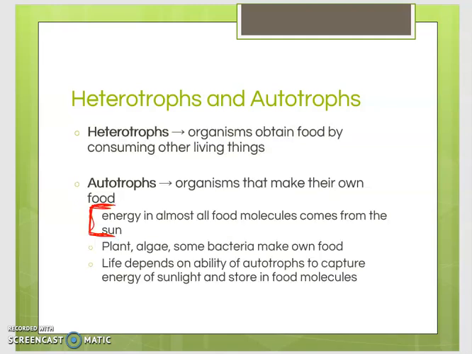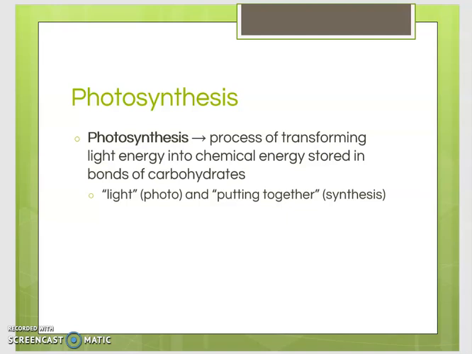When we look at ATP, we like to also talk about heterotrophs and autotrophs. We mentioned autotrophs with photosynthesis. These are organisms that make their own food, and energy in almost all food molecules is actually going to come from the sun. This makes sense because photosynthesis is using sunlight to make glucose. Heterotrophs are organisms that obtain food by consuming other living things. So things like us or other animals, we would be heterotrophs. When we look at photosynthesis, photosynthesis is the process of transforming light energy into chemical energy that's stored in the bonds of carbohydrates.